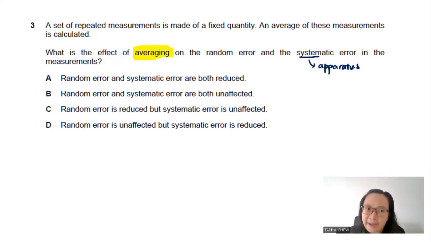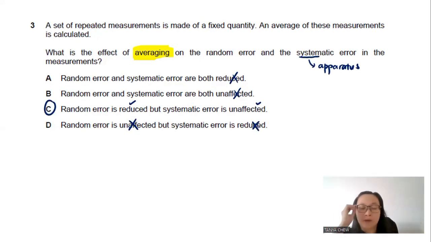So let us look at the answer. A, random error and systematic error are both reduced. No, only random error can be reduced by averaging. B, random error and systematic error are both unaffected. This is not true as well because random error will be reduced. C, random error is reduced. This is true, but systematic error is unaffected. This is also true. And I just want to check on D, random error is unaffected. This is not true. Systematic error is reduced. That is also not true. That is why the answer is C.